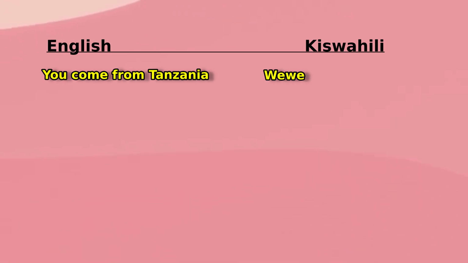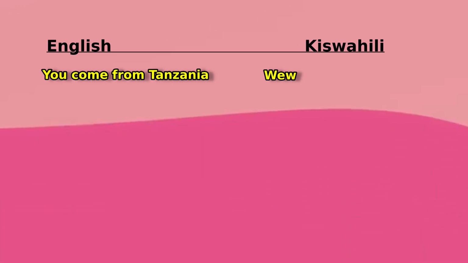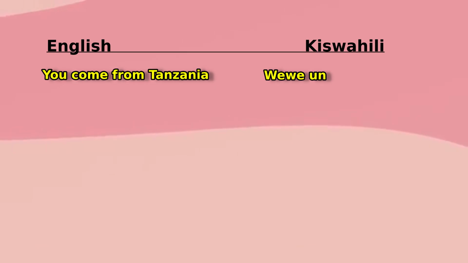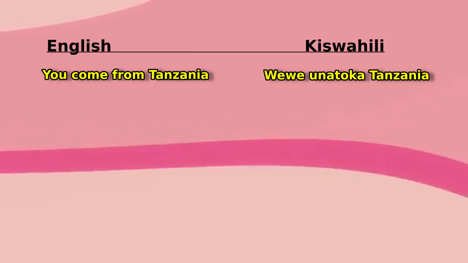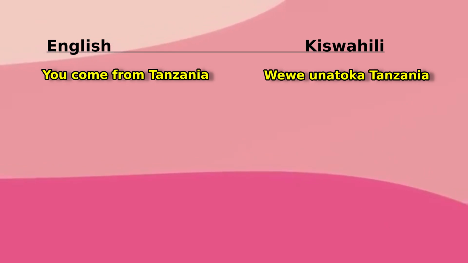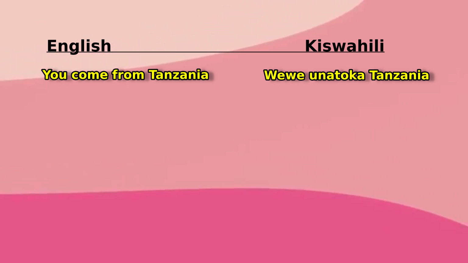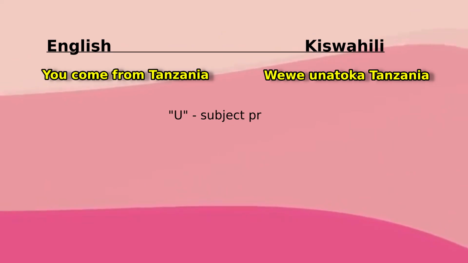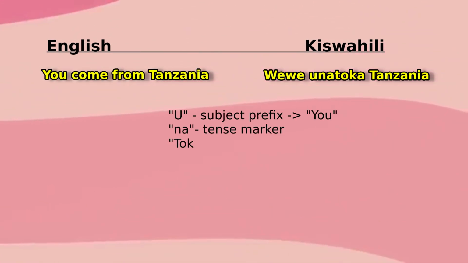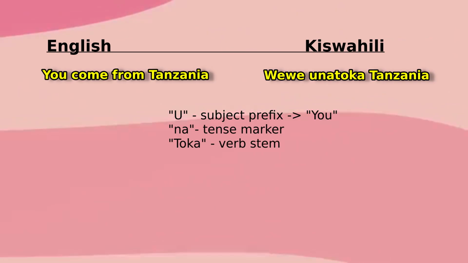Wewe unatoka Tanzania. Repeat after me. Wewe unatoka Tanzania. One more time. Wewe unatoka Tanzania. You come from Tanzania. Good job. In this example, the letter U is the subject prefix for you, na is the tense marker, and then toka the verb stem.